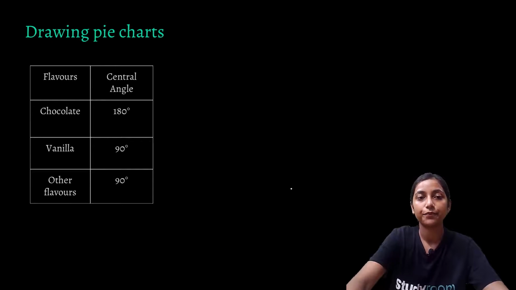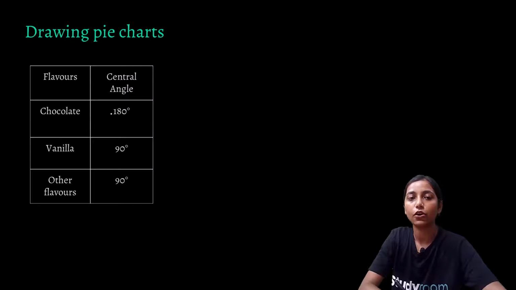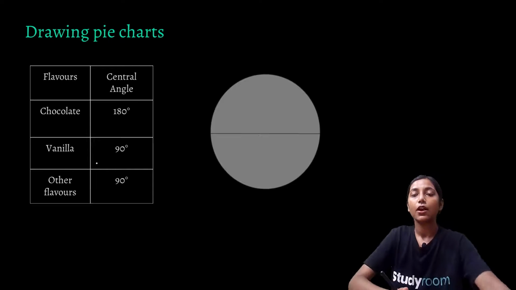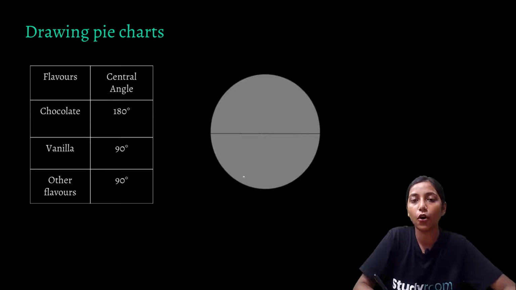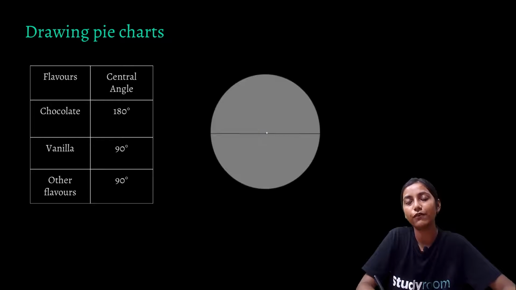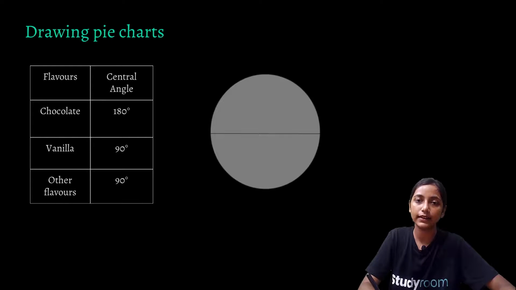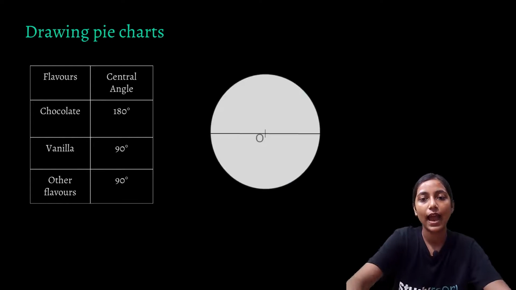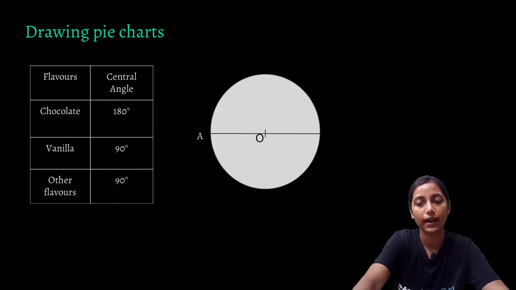Next step is we have written the central angle for chocolate will be 180 degrees, vanilla 90 degrees and other flavors also 90 degrees. How do we begin? First of all, we take any convenient radius. From the center, let the center be O. So from the center we draw a circle. Taking a center O, we draw a circle of any convenient radius. This is our circle, and we can give the center's name as O. This is OA, our radius, and AB, our whole diameter for the circle.